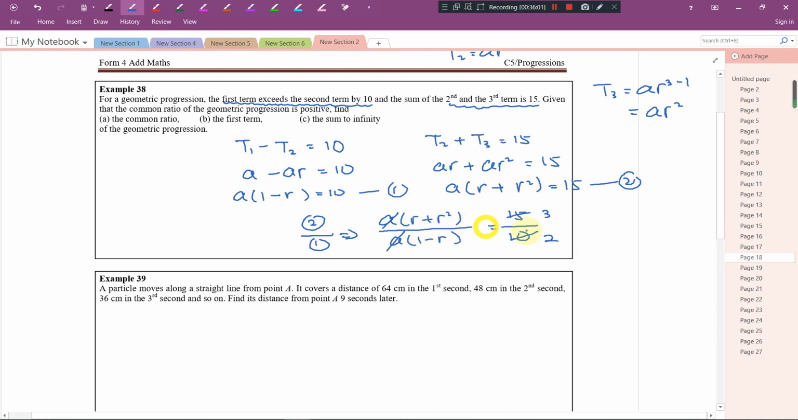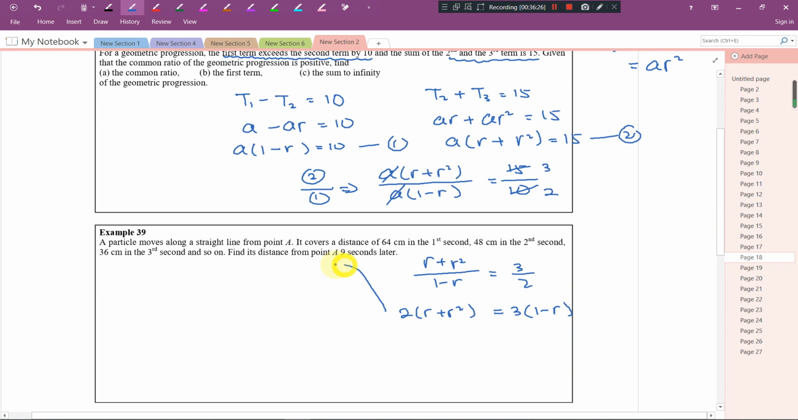Now you have a quadratic equation here. So now we are going to form the quadratic equation, then solve it. Cross multiplication. 2 times (r plus r squared) is equal to 3 times (1 minus r). So 2r plus 2r squared is equal to 3 minus 3r. Okay, we arrange all the terms nicely. And then 2r squared plus 2r plus 3r minus 3 is equal to 0. So you will get 2r squared plus 5r minus 3 is equal to 0.